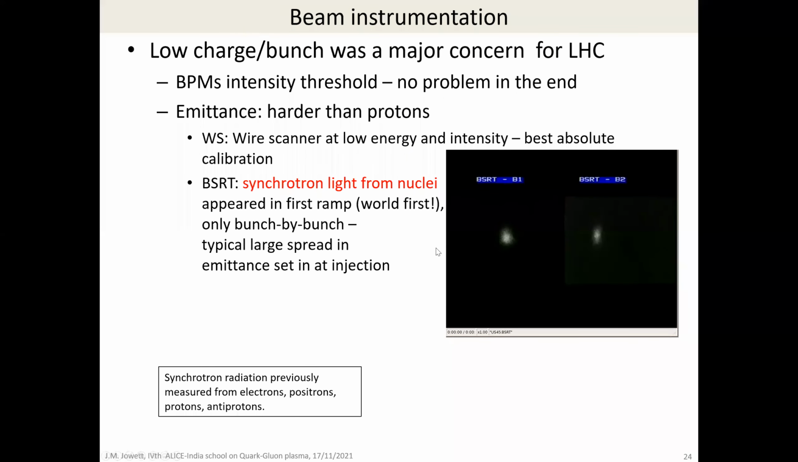This was quite exciting. In the very first ramp of the beams in the LHC, we were the first people to see synchrotron radiation from nuclear beams. It's only previously been seen from electrons, protons, and their antiparticles. This is an image from the very beginning of the LHC operation showing this light appearing as the beams went through an energy of about a TeV or so.